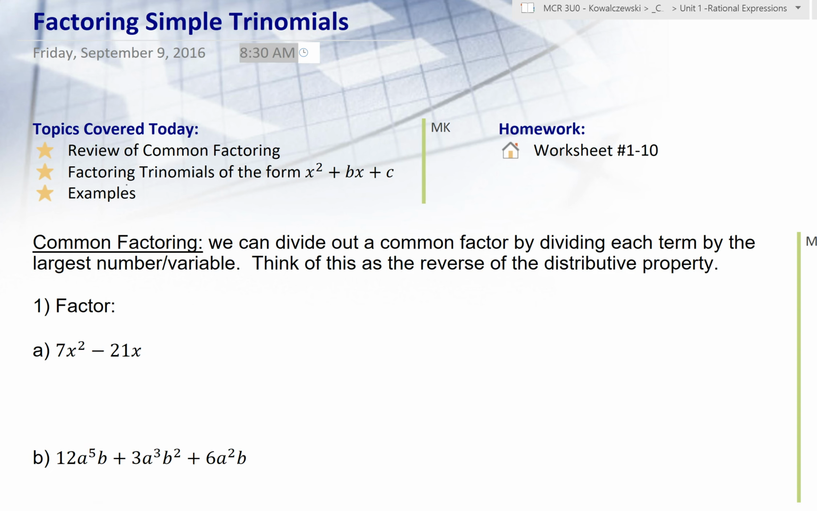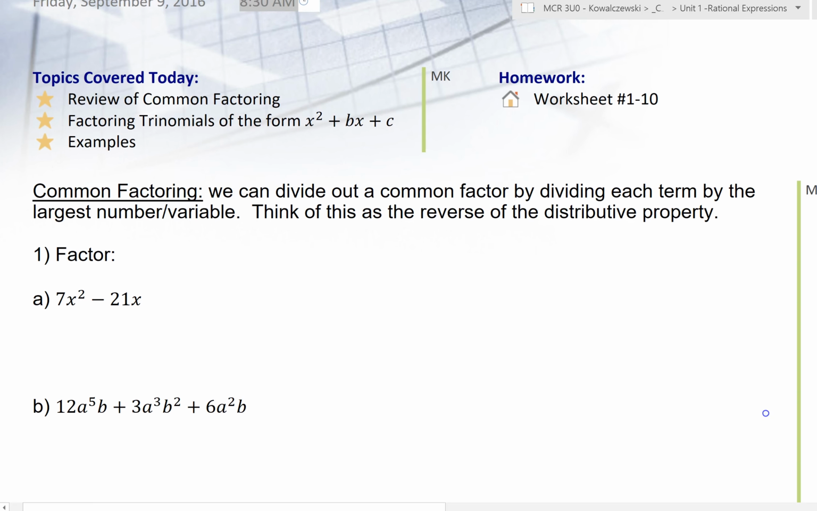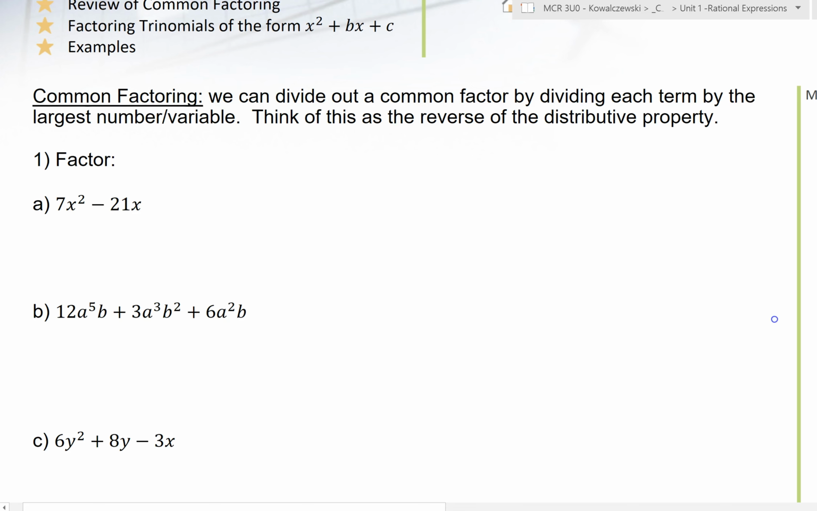Think of this as the opposite of the distributive property. Instead of expanding out by multiplying, we're going to be reducing by dividing. Now what we want to do is find a common factor, something that can divide everything in the expression, and we want it to be as large as possible. Now this can be a number to divide the coefficients. It can also be variables as well with exponents.